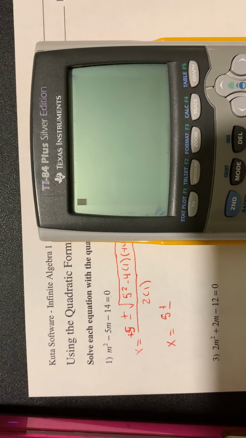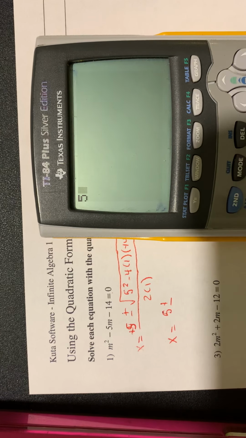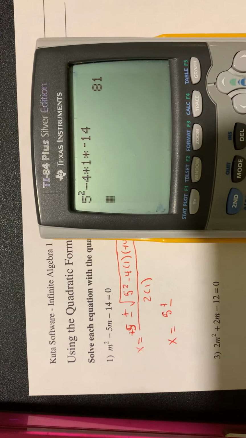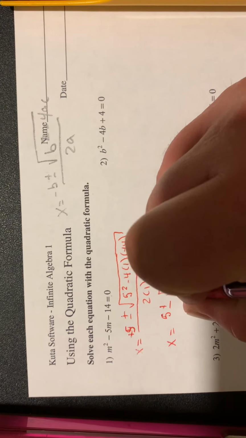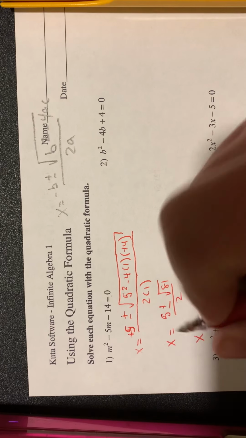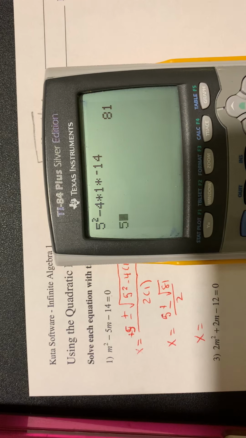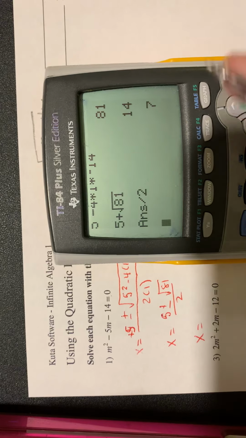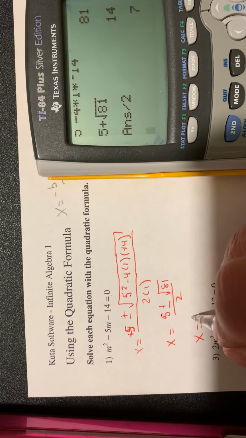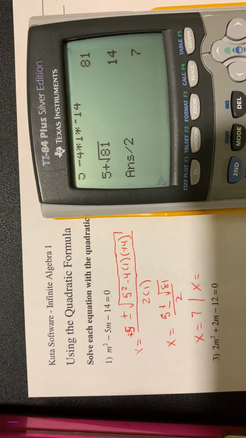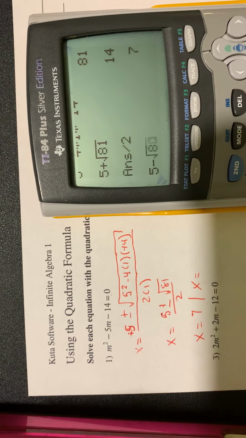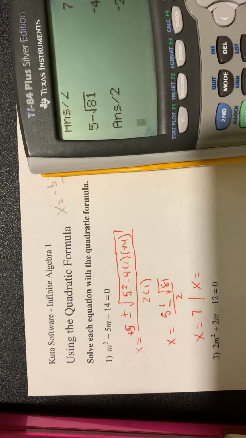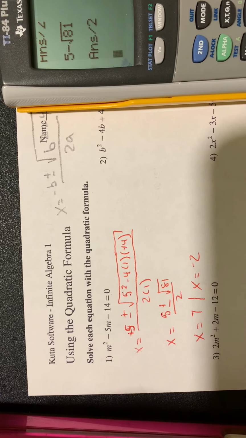Take out my calculator. I got 5 squared minus 4 times 1 times negative 14. I get 81. So I get the square root of 81 all over 2. So x equals 5 plus the square root of 81, enter, divided by 2. So I got x equals 7. And then on the next one, 5 minus the square root of 81, enter, divided by 2. X equals negative 2.